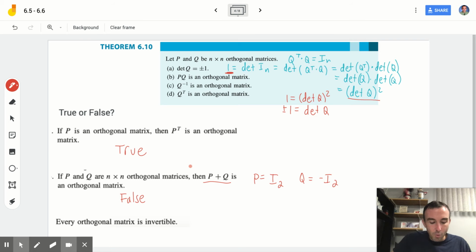And then the last statement, true or false, every orthogonal matrix is invertible. Think about that for a moment. Okay, so when we talked about invertibility back in chapter 2, one of the requirements there was that we had a non-zero determinant. Because an orthogonal matrix has a determinant that is non-zero, it's either going to be negative 1 or 1, then we can be sure that if we have an orthogonal matrix, it will be invertible. So the answer to this one is true.